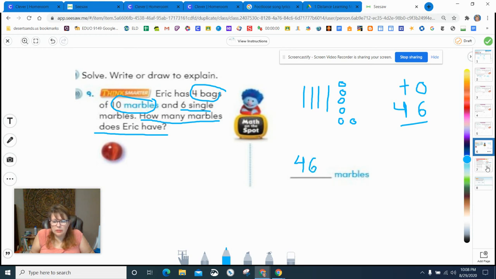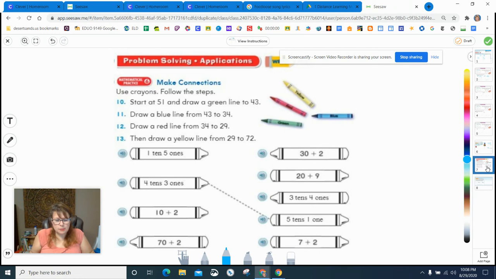Okay, I'm going to move on to the next one just so that I can explain what to do. Now for this one, it's very important to read all the steps. And you're going to be using different colors, so that's going to be cool. So make sure you have your colors ready, your crayons.